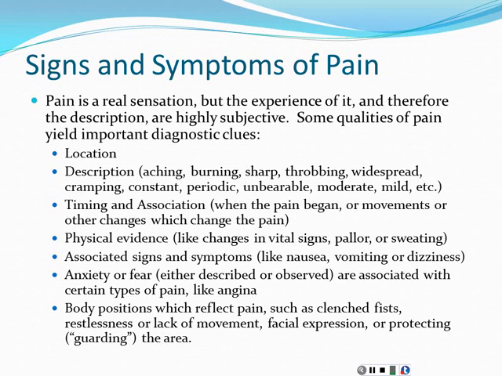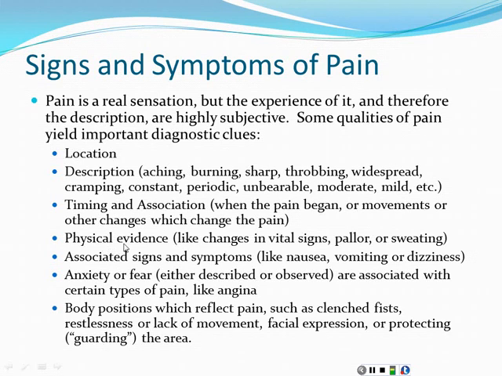Trying to discriminate bone pain from muscle pain, for example. In bone pain, it hurts even when the limb is at rest. In muscle pain, it only hurts when you're actually doing something. So timing and association. And does it come and go, or is it constant?